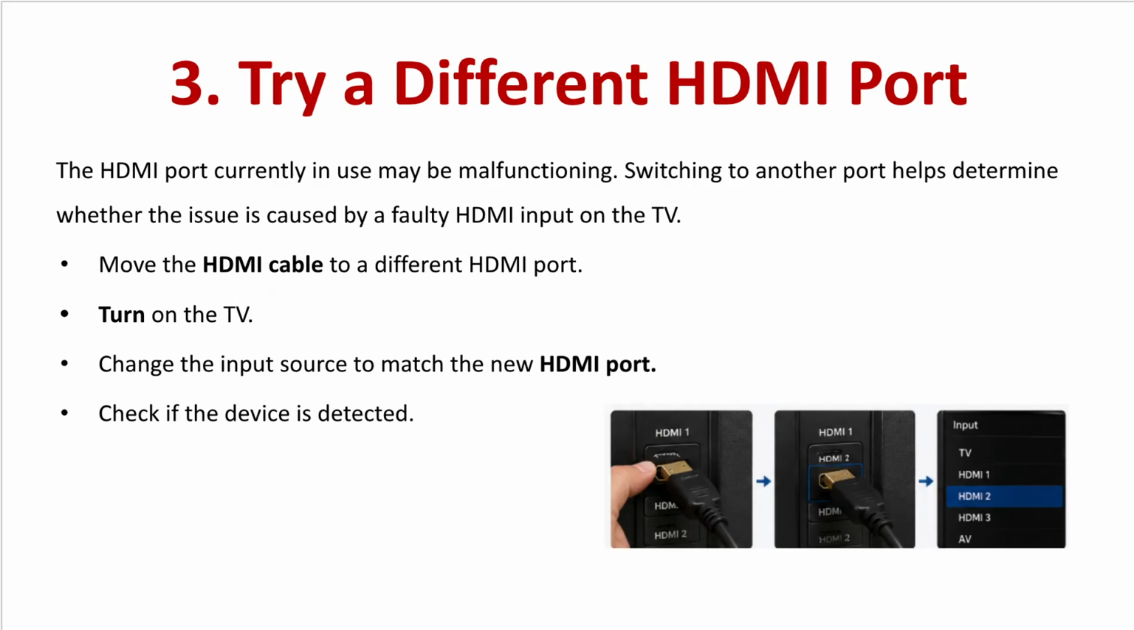Third one is try a different HDMI port. The HDMI port currently in use may be malfunctioning. Switching to another port helps determine whether the issue is caused by a faulty HDMI input on the TV. Move the HDMI cable to a different HDMI port. Turn on the TV. Change the input source to match the new HDMI port. Check if the device is detected.